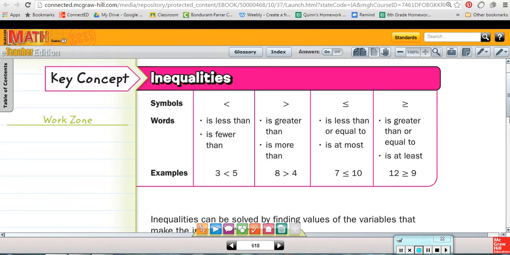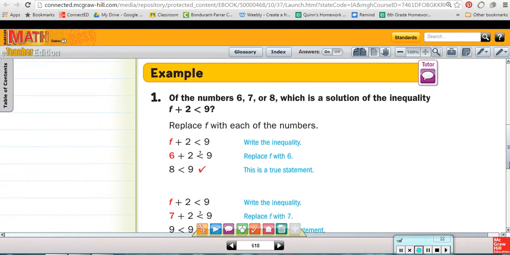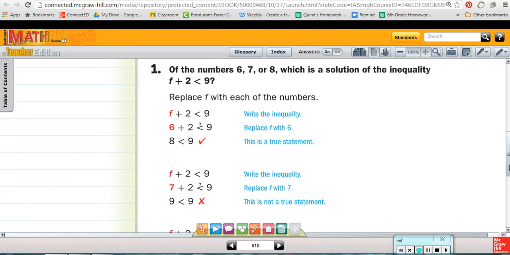Look at example 1. So here's how we're going to solve this in mathematical land. Of the numbers 6, 7, or 8, which is a solution of the inequality f plus 2 is less than 9? So all this really is taking our work with equations, and now we're just comparing quantities. Okay, the only thing that's new is our thinking. That's the only thing that's going to change. Our math is really staying the same.